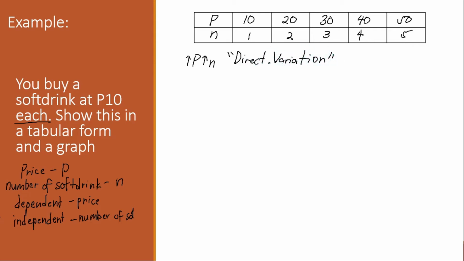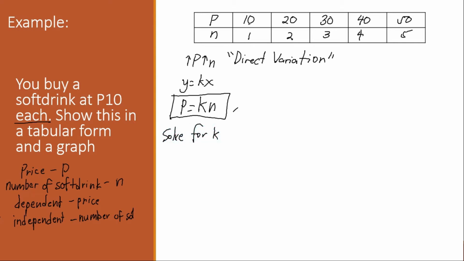Ayun, kung ito ay direct variation, we have the equation for our direct variation which is y is equal to kx. At syempre, kailangan nating i-substitute yung variable na nasa problem. So, di ba, ang dependent natin dito is si price. So, si y yung ating dependent. So, it will become p equals k. Yung ating x will be the independent. So, it will become n. So, ito yung equation natin. So, after getting the equation, we need to find our k. Yung ating constant of variation. Solve for k.